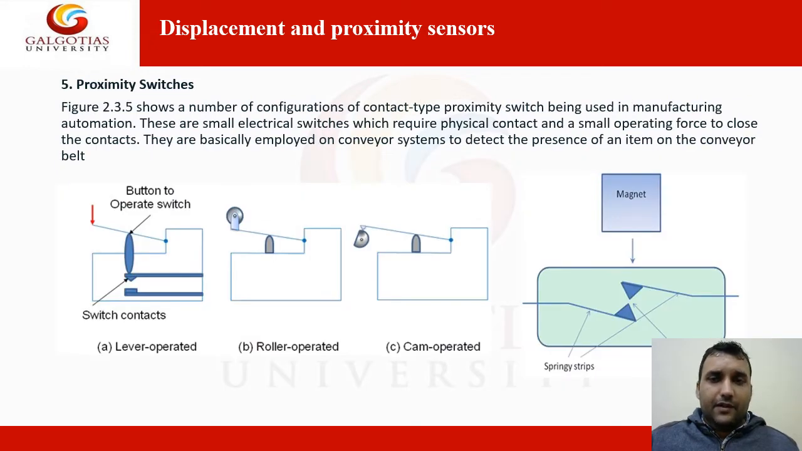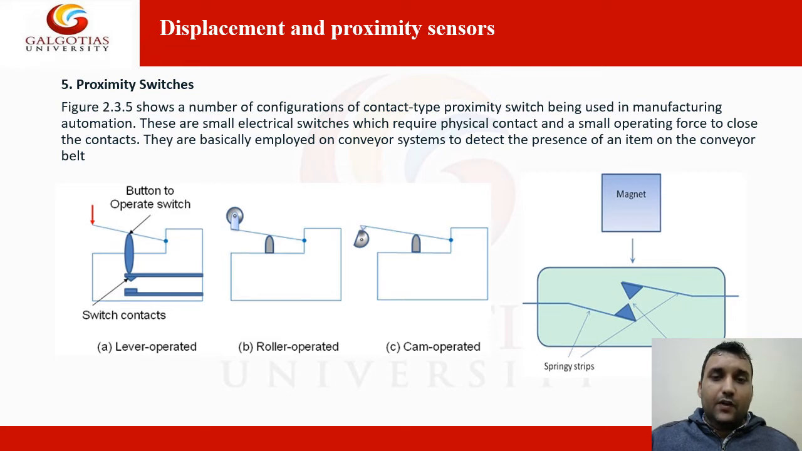The next type of sensor is the proximity switch. This is a figure for this. This shows a number of configurations of contact type proximity switches being used in manufacturing automation. These are small electrical switches which require physical contact and a small operating force to close the contact.